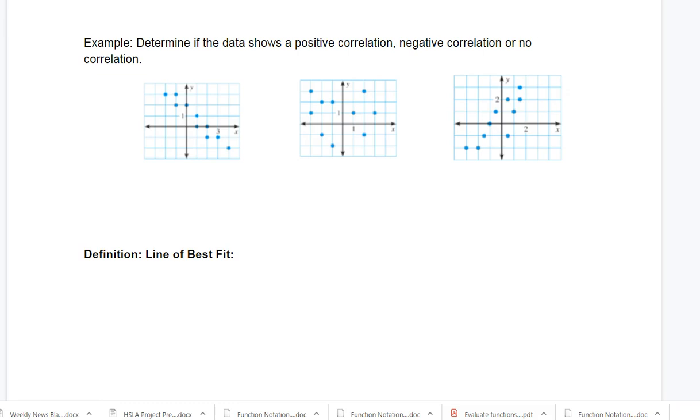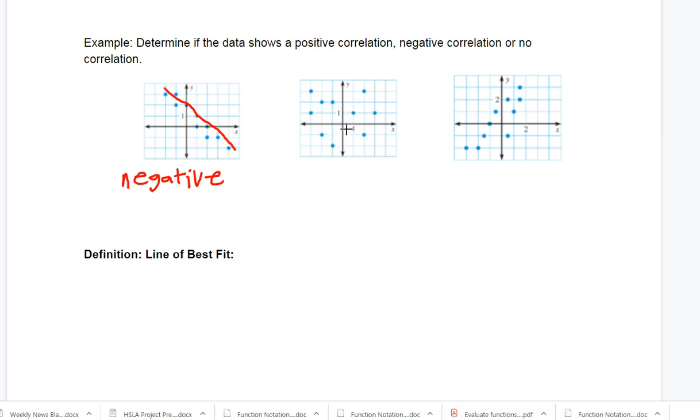Okay, so take a look at our example here. Determine if the data shows a positive correlation, no correlation, or a negative correlation. Well, this is pretty straightforward. This is actually something that pops up occasionally on your SATs. Taking a look here, if I were to take a line and draw it through this data here, it's going down left to right, so that's going to be a negative correlation.